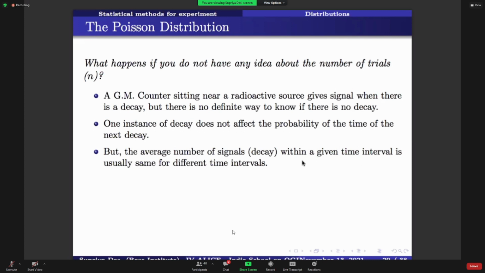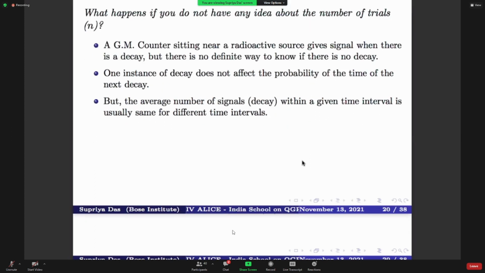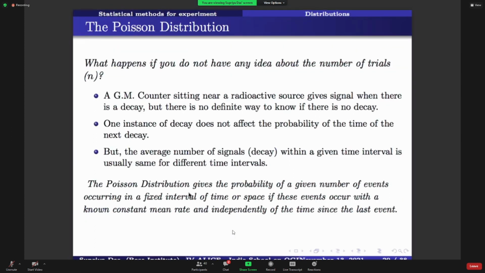So for this case, we take help of Poissonian distribution. The Poissonian distribution gives the probability of a given number of events occurring in a fixed interval of time or space if these events occur with a known constant mean rate and independently of the time since the last event.